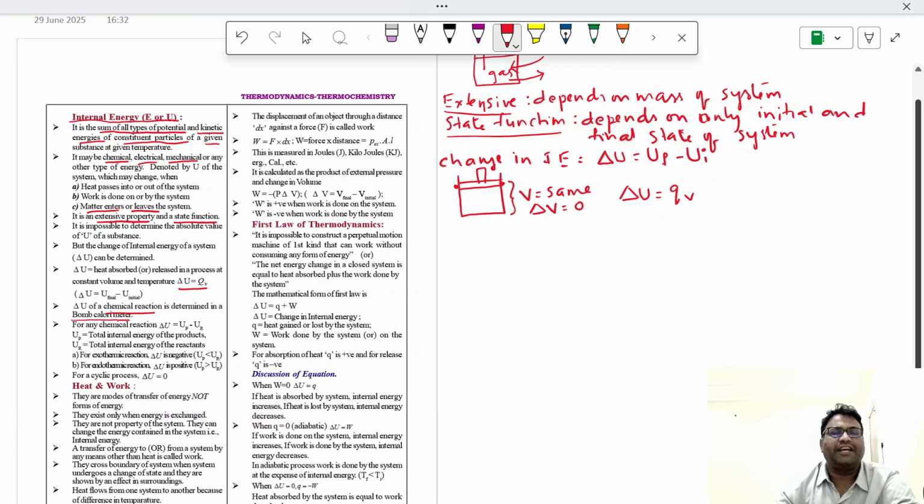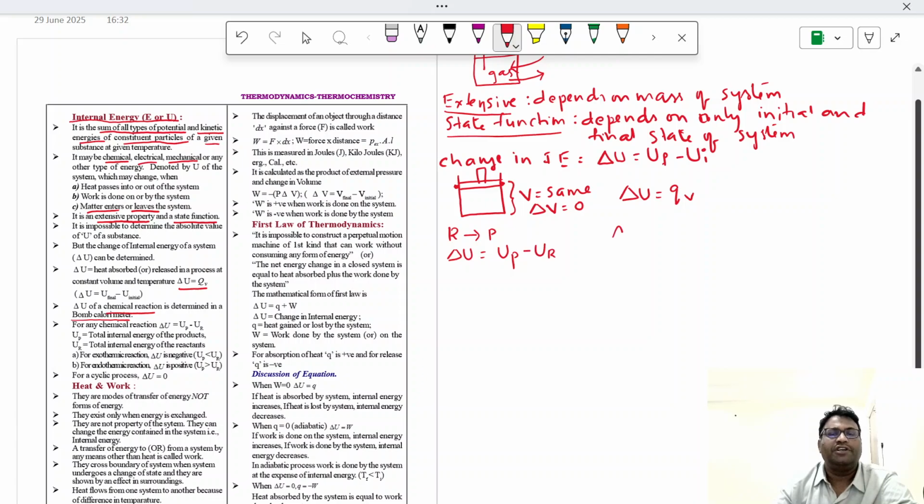And for a chemical reaction, reactants give rise to products. This is a chemical reaction. Reactants possess some internal energy and the products possess internal energy. Then delta U can be calculated as the internal energy of the products minus the internal energy of the reactants.